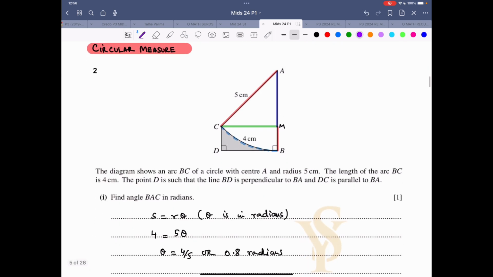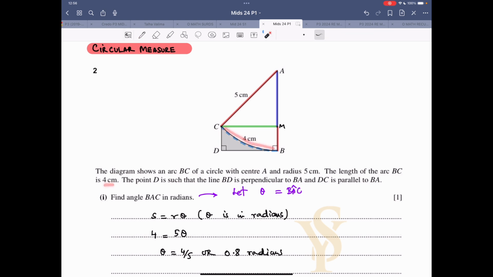Now coming back over here, it says the diagram shows an arc BC of a circle center A, and that is the arc that is formed. That means this is 5 centimeter, that is the radius, and there is an angle theta over here. Find angle BAC in radians. Before I read any further, let theta be the symbol used to denote BAC. Now it says the length of the arc BC is 4 centimeters.